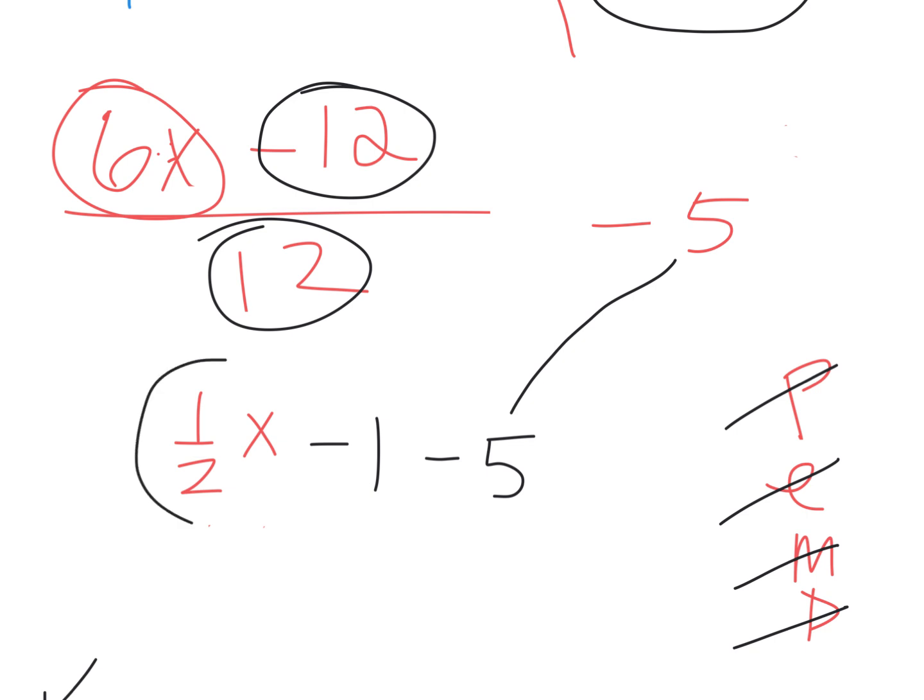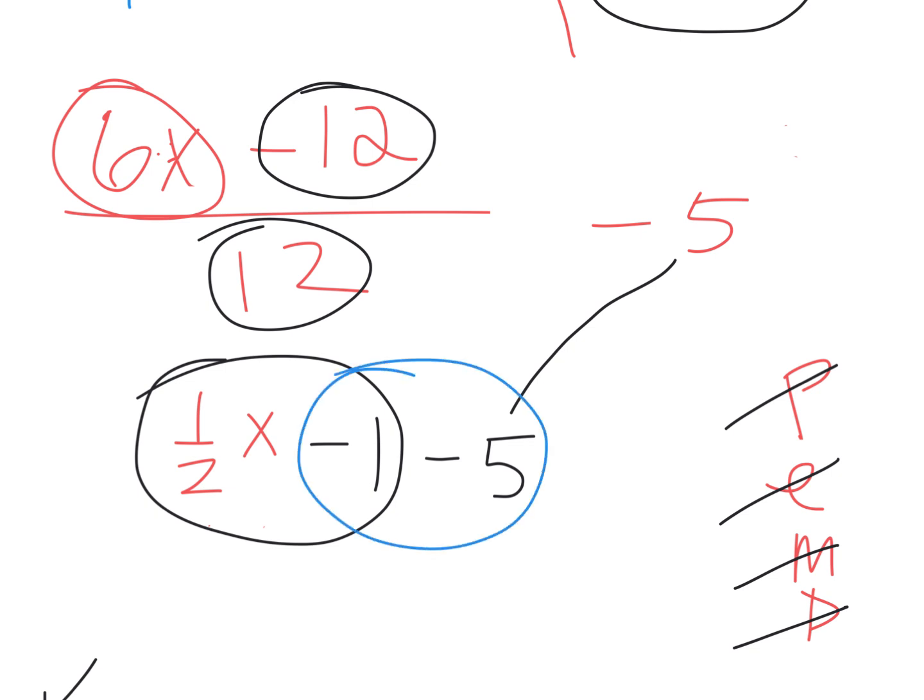Is there any add subtracts you can do? Well, you can't really do this, right? Because there's nothing to do. But then could you do this? Yes. Final answer, 1/2 x minus 6. Did anybody have that before I said it? Nice. And by the way, x over 2, x divided by 2 is the same as 1/2 x. So if you said x divided by 2 here, totally fine.